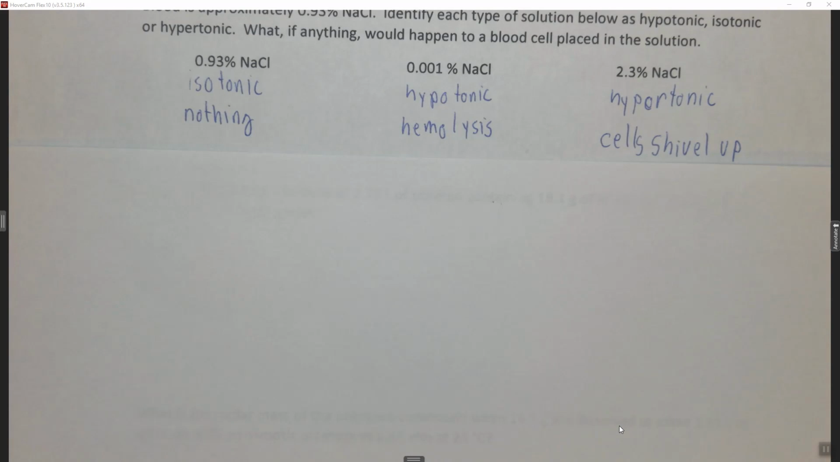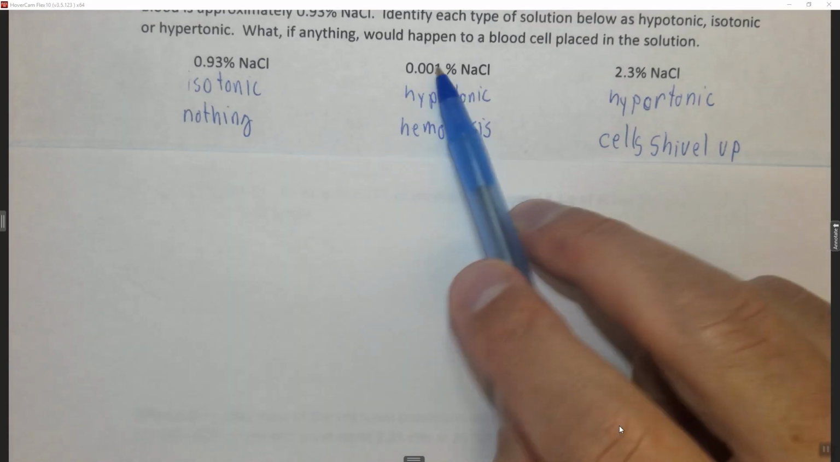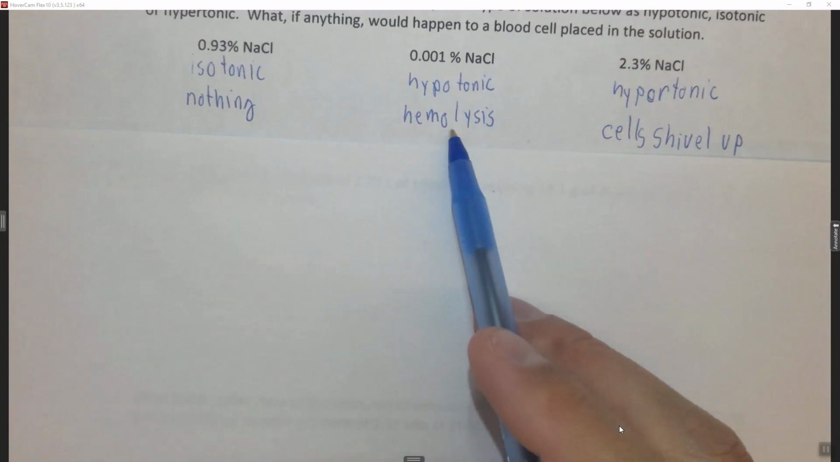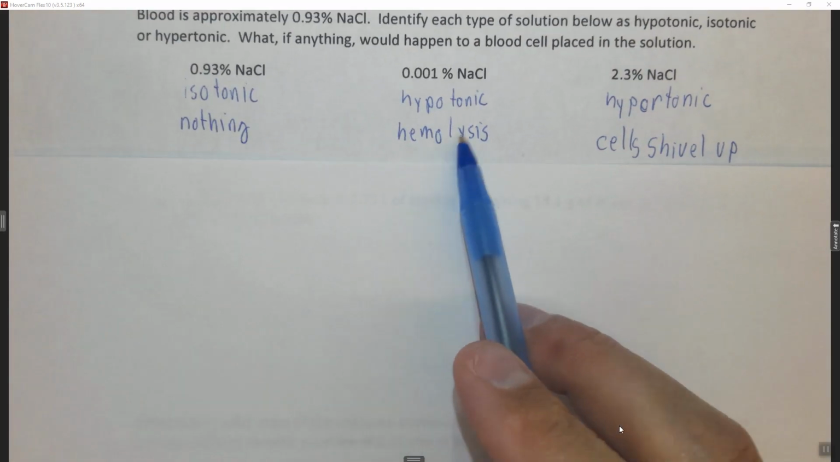So the thing to remember about osmosis is essentially that water will move from a low concentration to a high concentration. So if you have a low concentration outside of the cell, the water will rush into the cell to try to dilute the concentration inside the cell. And if the cell can't handle that amount of water, it'll actually rupture and blow up.